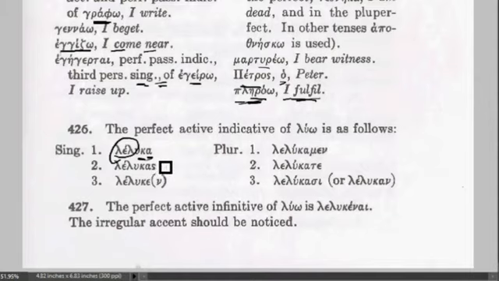So we have leluka, lelukas, leluke, lelukamen, lelukete, lelukasi, or commonly you'll find lelukan. And so that is pretty much predictable, you see. If you learn the aorist, then you're not going to have any trouble keeping this in mind. The perfect active infinitive is going to be lelukenai, which again is using the perfect ending here, but is somewhat similar to what we learned with the infinitive.